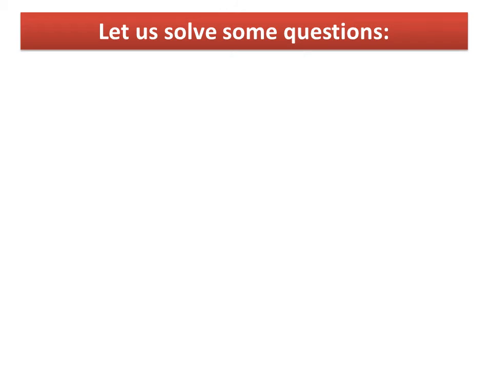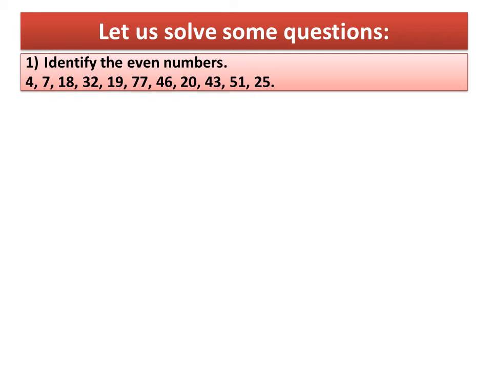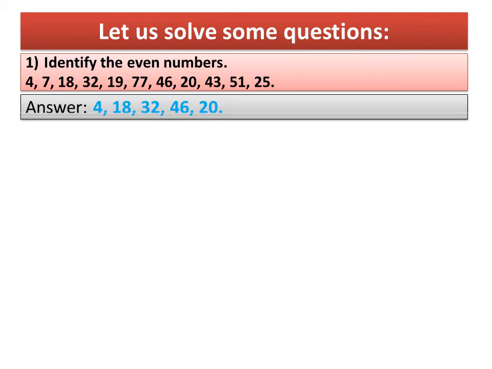Let us solve some questions. Question number 1. Identify the even numbers, and the numbers are 4, 7, 18, 32, 19, 77, 46, 20, 43, 51 and 25. We know that in even numbers, one's digit is 0, 2, 4, 6 and 8 only. So we easily identify the even numbers. So the answer is 4, 18, 32, 46 and 20.